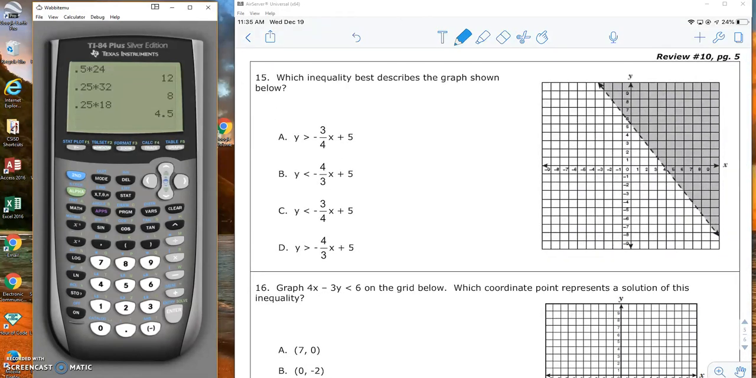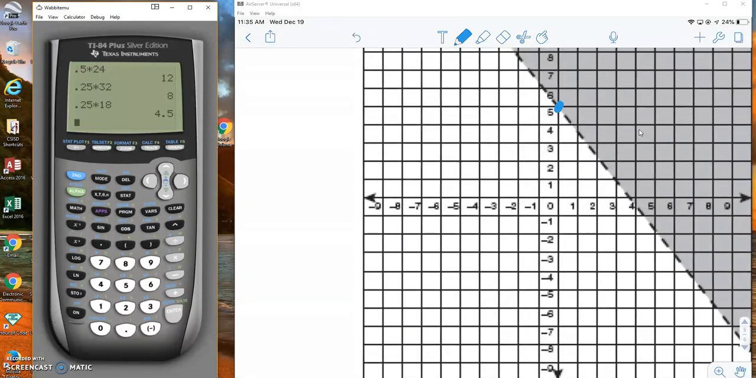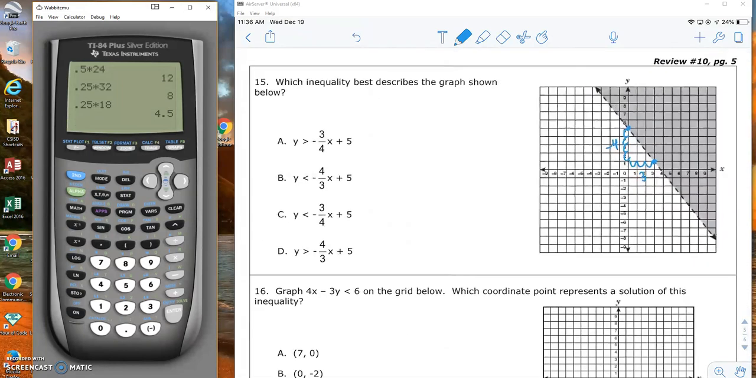15, which inequality best describes the graph below? So when I look at this line, I can see it's dashed, meaning there is no line under the inequality. When I look at all of these, they show dashed lines, so I can't knock anything out there. I'm going to go up to where my line crosses. Look at my b. b is 5. Oh, all of these have b values of 5, so let me look at my slope. From point to point, I go down 1, 2, 3, 4. Over 1, 2, 3. So my slope needs to be a negative 4/3, which knocks out A and C.